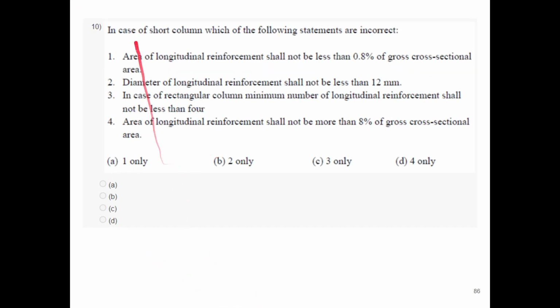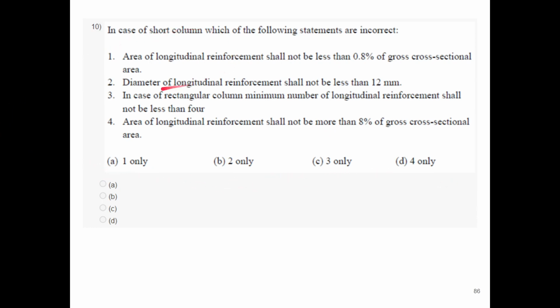Okay, and 10th question: in case of short columns, which of the following statements are incorrect? 1, area of longitudinal reinforcement shall not be less than 0.8% of cross sectional area. 2, diameter of longitudinal reinforcement shall not be less than 12 millimeter. 3, in case of rectangular column, minimum number of longitudinal reinforcement shall not be less than 4. 4, area of longitudinal reinforcement shall not be more than 8% of gross cross-sectional area. Options: A, 1 only, B, 2 only, C, 3 only, D, 4 only.